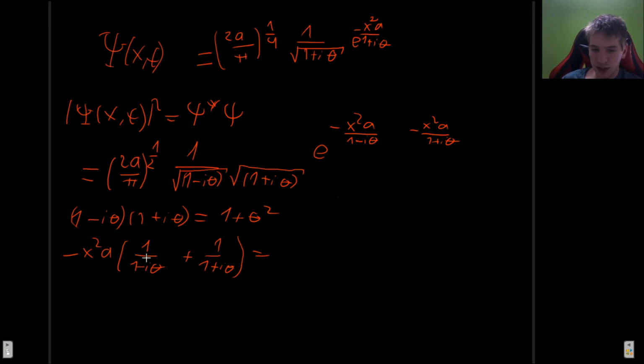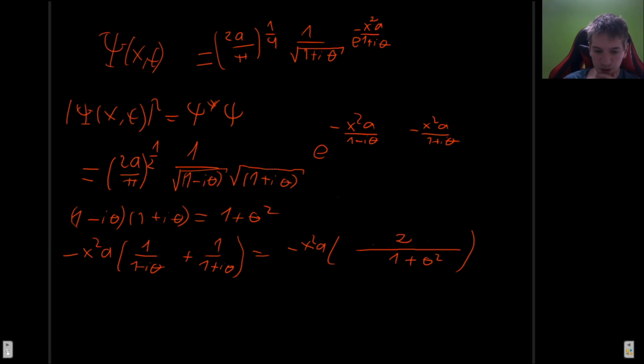And when we do that, we can now just add up these fractions. So we get minus a x squared, and then 1 plus i theta plus 1 minus i theta, all of this divided by the product of these two things, which, as we already saw, is just 1 plus theta squared. So in here, these i thetas will cancel out, and then you have 1 plus 1, which is just going to be 2.